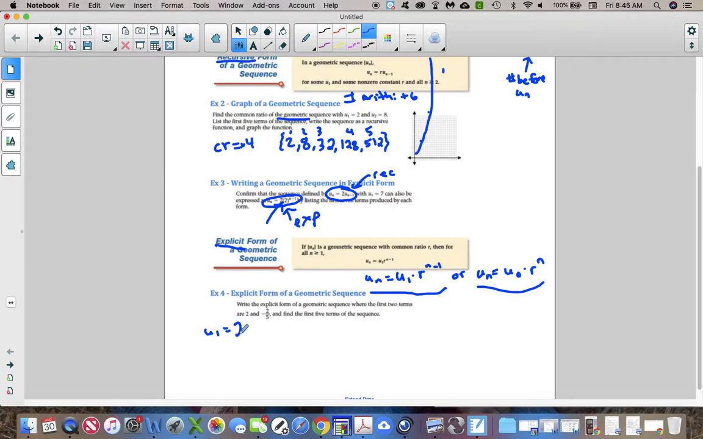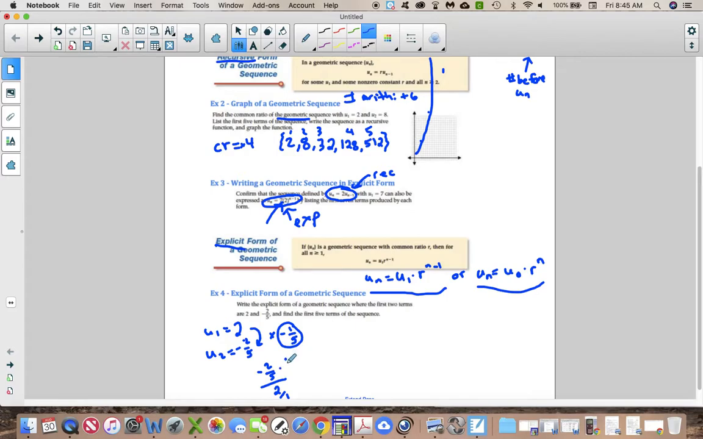U1 is 2 and U2 is negative 2/5. So we have to figure out what we're multiplying each time. Looking from this one to this one, I am multiplying by negative 1/5. I can do that in my head, but if you cannot, here's how you do it. You take the second one, the negative 2/5, and you divide by the first one, which is 2. I'm going to put 2 as 2 over 1, and when you're dividing by a fraction, you multiply by the reciprocal. So I'm going to multiply by 1/2, where the 2's can cross out, and all I have left is negative 1/5.